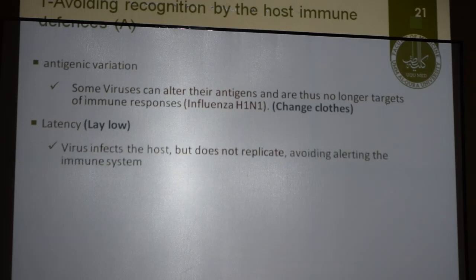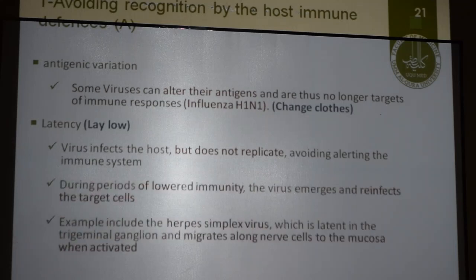Then latency: they do not replicate. Sometimes they hide somewhere for years. They stay dormant, and whenever they get a chance, when your immune system has become weak in old age or because of stress or any other situation, they start to replicate and cause damage. One example is the herpes simplex virus. Herpes simplex infects in childhood, and sometimes it goes into the nerves and ganglions and can stay for 20 or 25 years. In later stages, one dermatome is involved and it expresses itself as herpes shingles. That is one example.